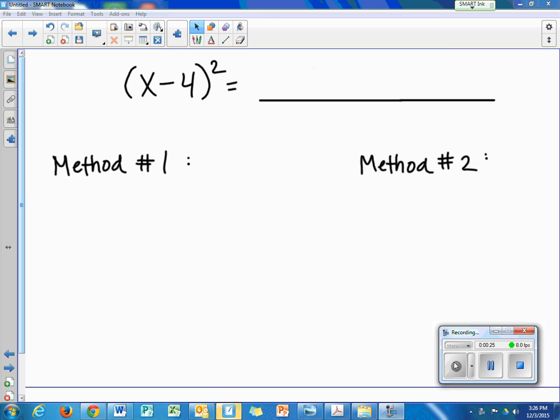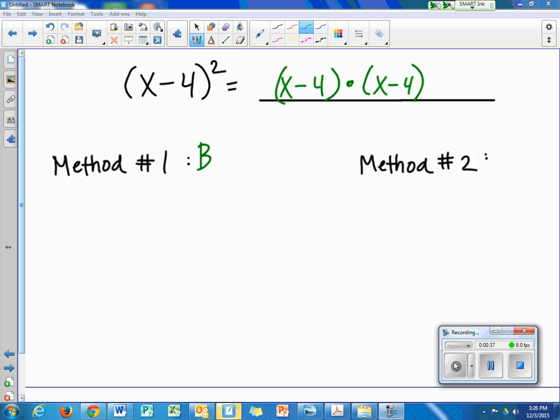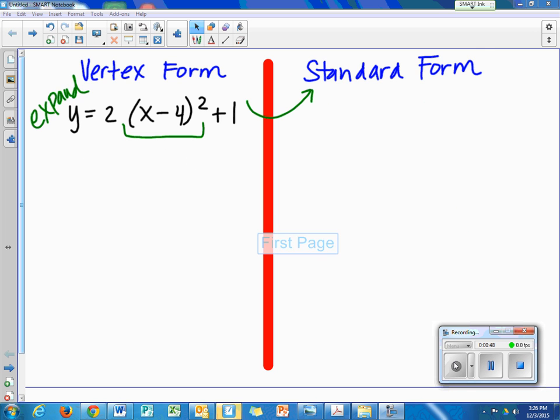Right now, you're going to be multiplying. You have x minus 4 squared, so you repeat it: x minus 4 times x minus 4. There are two methods in order to do so. Method number one is the box method. Method number two is going to be FOIL. Once we get the answer to this, we're going to go back and focus on multiplying the 2 and then focusing on the plus 1 later on. Okay, so we'll go back to there.